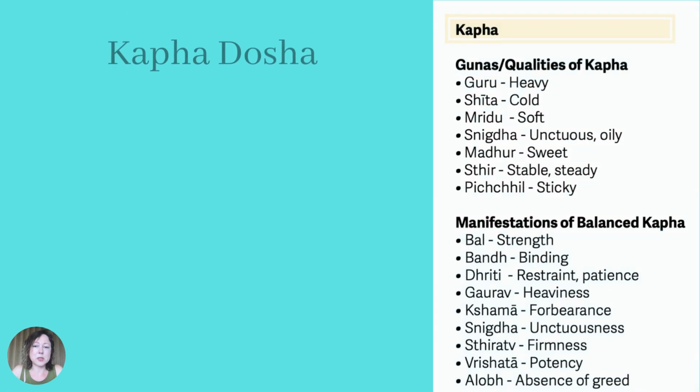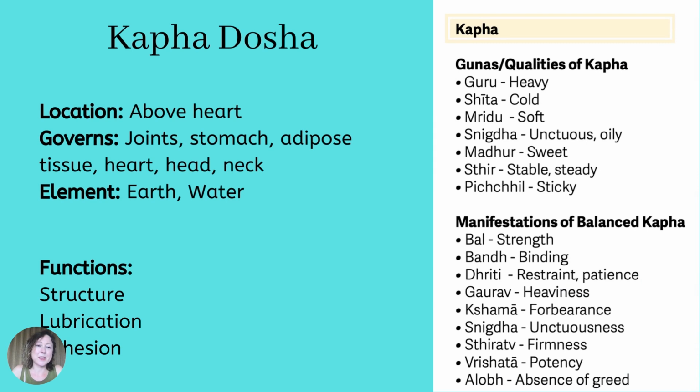Now with Kapha dosha, locations above the heart, governs joints, stomach, adipose tissue, heart, head, and neck. Its elements are earth and water. Its functions: structure, lubrication, and cohesion.